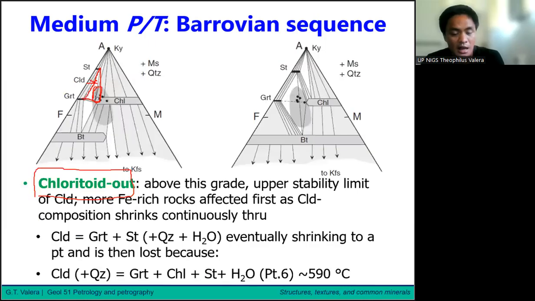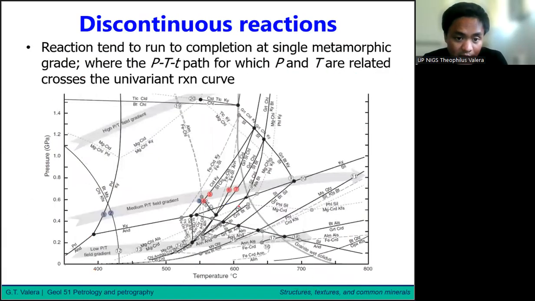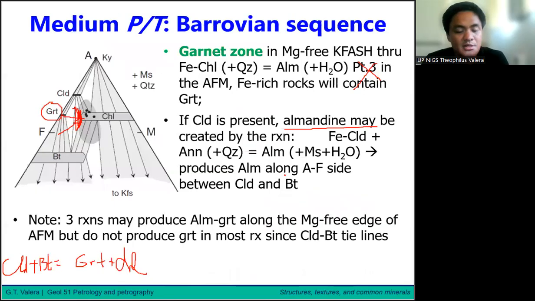So this time, it does represent yung upper stability limit ng chloritoid. So here, you don't see chloritoid anymore. That means wala nang, kahit in theory, wala nang chloritoid na present. Okay? So that is around 590 degrees Celsius, 0.6 dito sa ating diagram. So here, you have the final curve for chloritoid. So chloritoid here is eventually consumed and broken down to garnet, staurolite, and chlorite. Wala nang chloritoid dito. Okay?